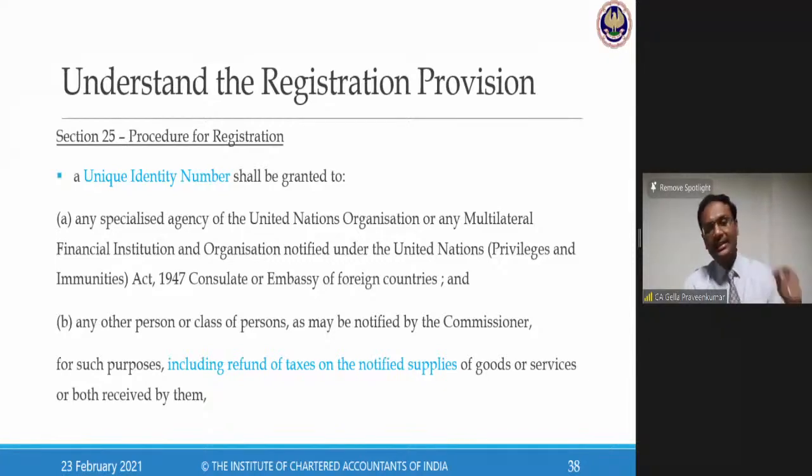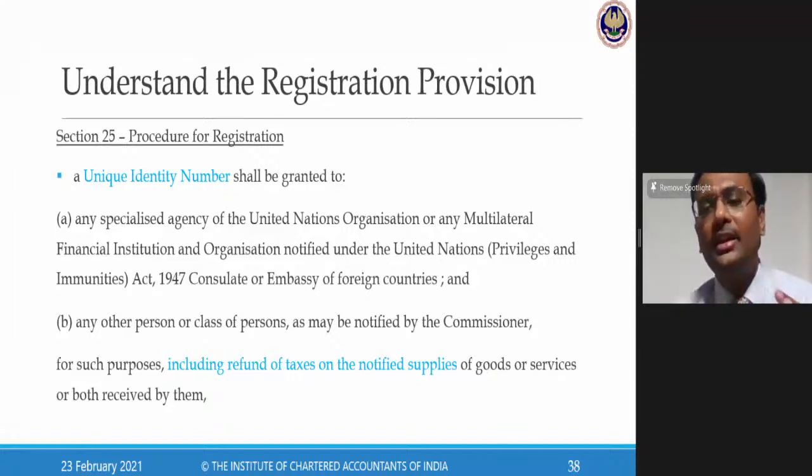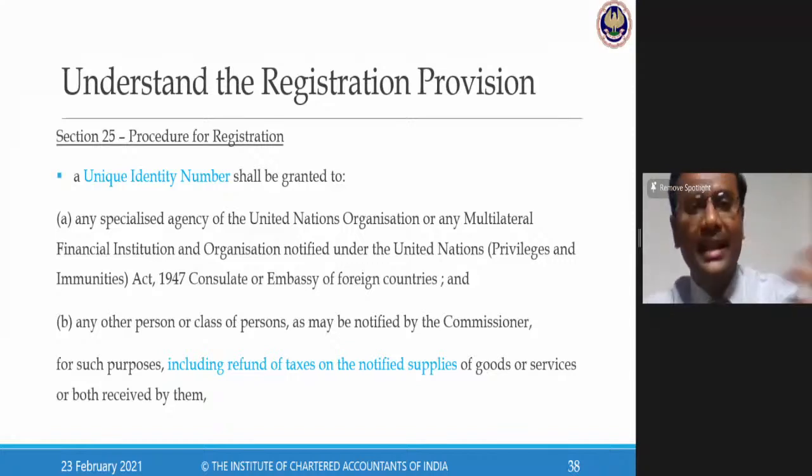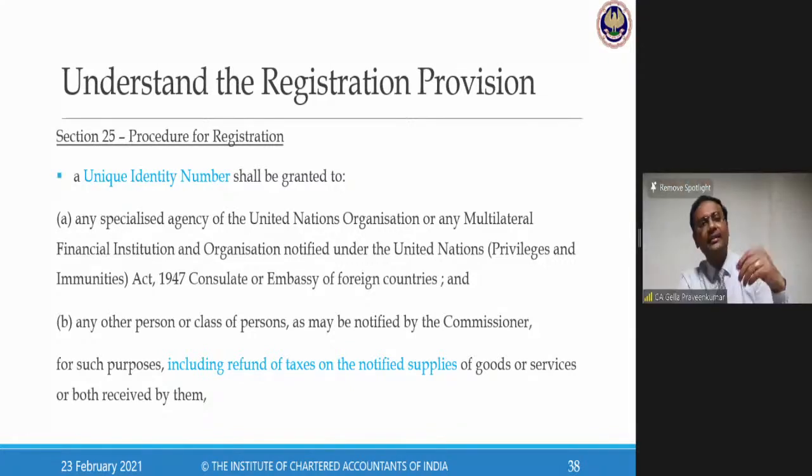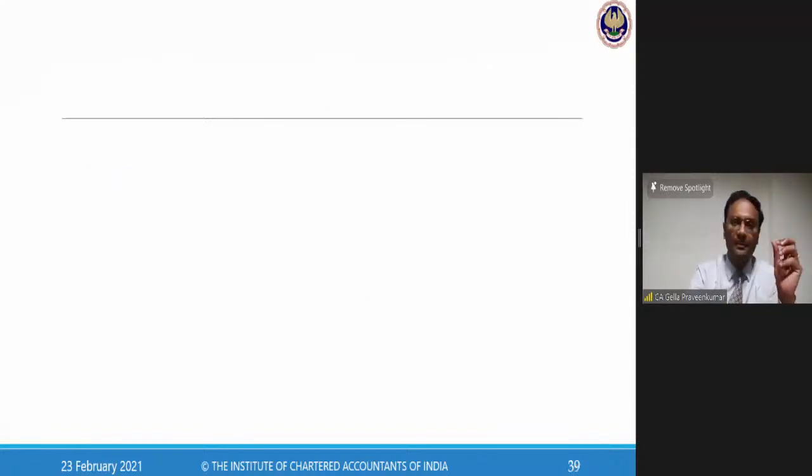Now, there is a set of organizations called UNO, embassies, consulates, etc. These are specialized organizations that will not have a GST number. They will be given something called a UIN, the unique identity number. The proper officer, on the basis of an application filed by any of these specialized organizations, United Nations organizations, financial institutions recognized under the UN, or any consulate or embassy, will allot a UIN. For whatever taxes they pay in India on the notified list of categories, they're entitled to a refund. So they make a separate application to be allotted a UIN, not a regular registration.